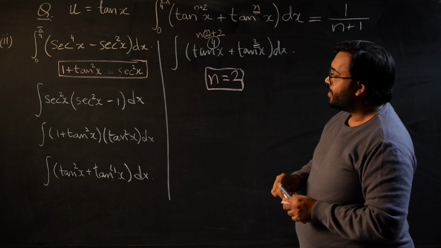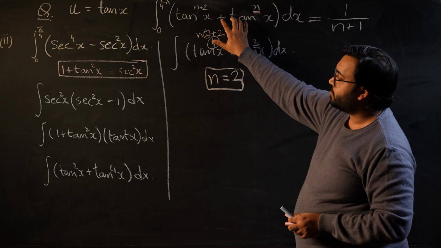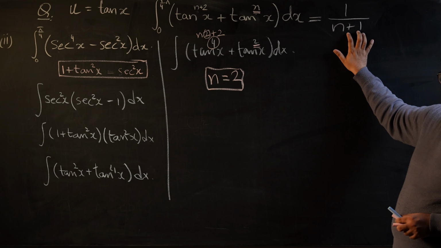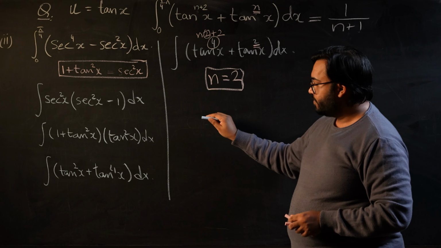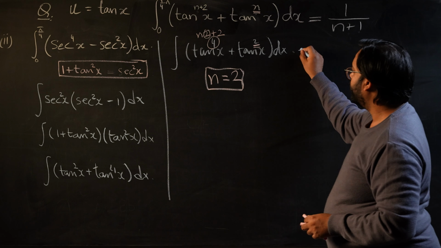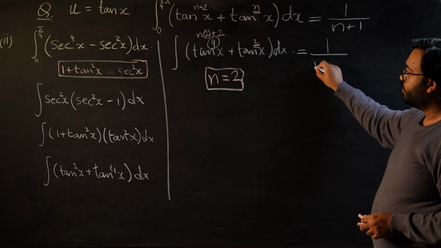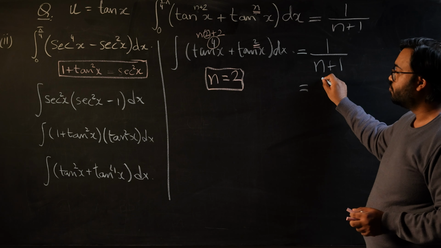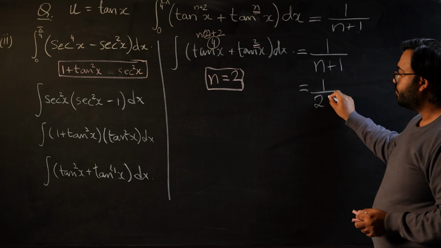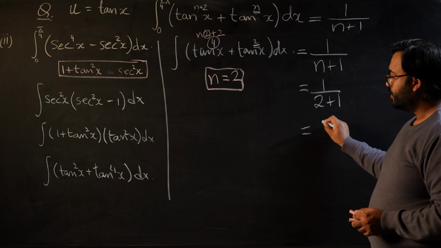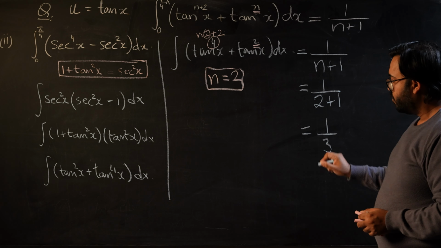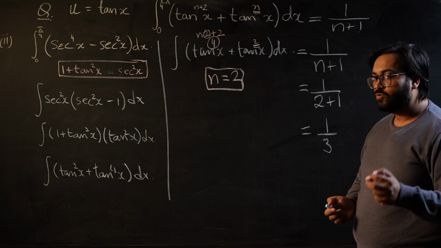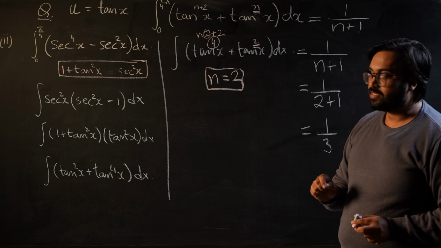Now I know that the final integral of the first expression is 1 over n plus 1. The answer would be the same for this one as well. So it would be 1 over n plus 1, and we have decided that the value of n is 2. The final answer would be 1 over 2 plus 1, and hence this integral would be equal to 1 over 3. I'm going to go over this idea once more so that you guys are comfortable.